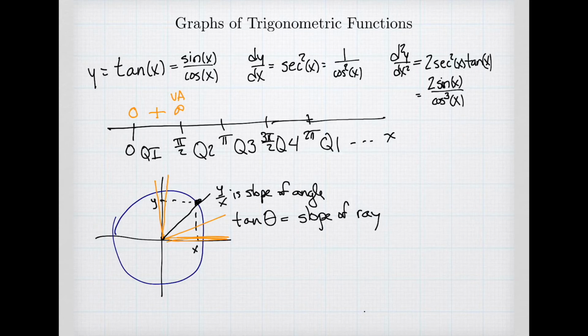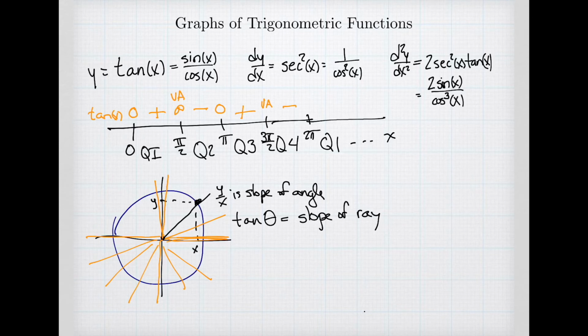And then I switch to a large negative slope. And at pi, I'm back to a slope of 0. And then I have positive slope again. And then I have another vertical asymptote at 3 pi over 2. And then I'm back to negative slopes. Okay? And so this is the tangent function. It's alternating positive, negative, positive, negative.